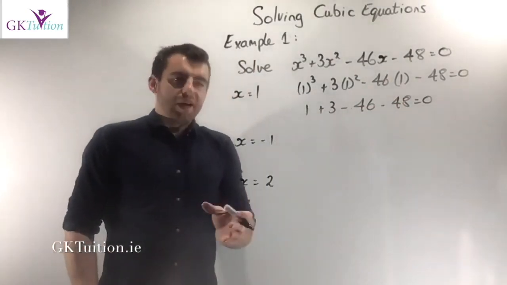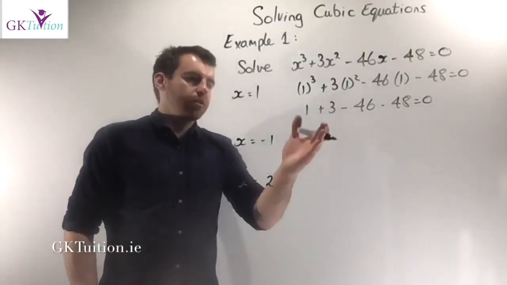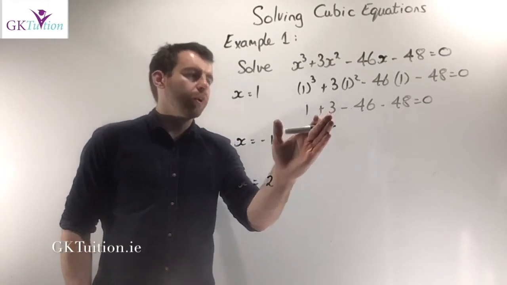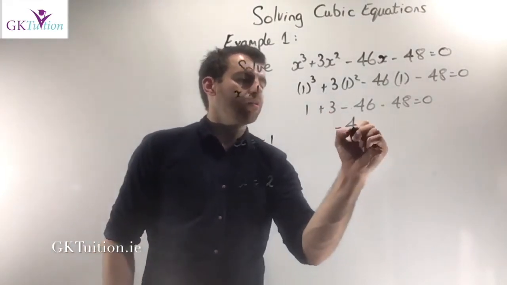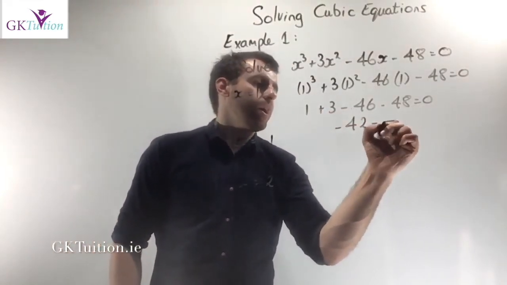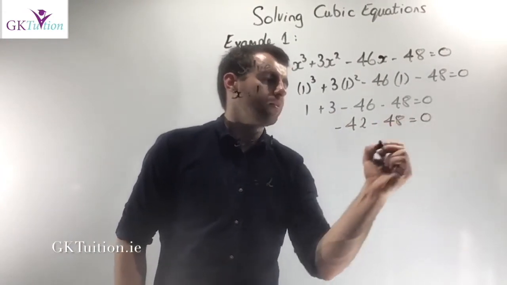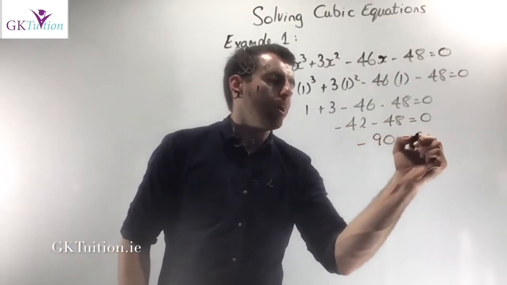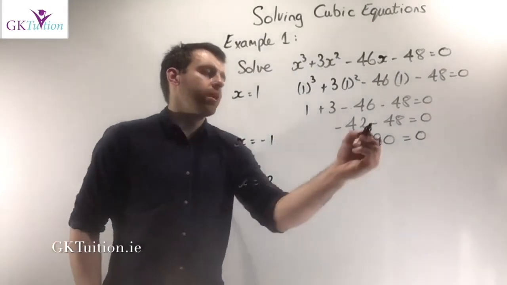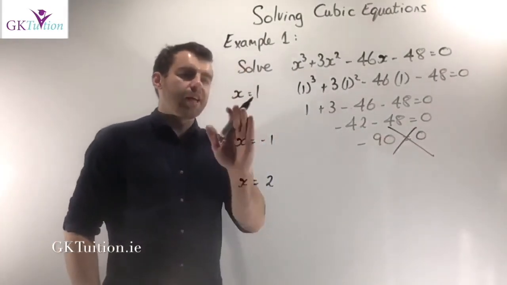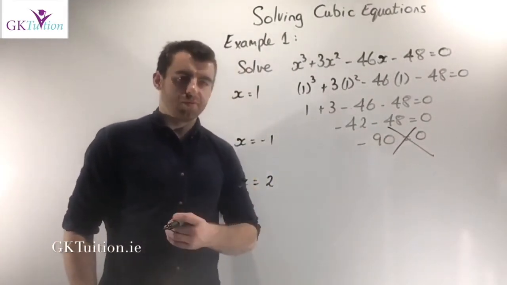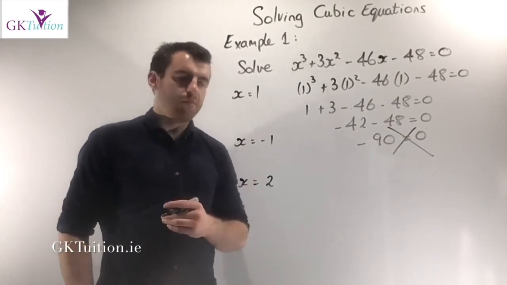You can probably tell already that this one is simply not going to work out. Here I have 1 plus 3, which is 4, minus 46, so those 3 add up to minus 42, and this is a minus 48 equals 0. So ultimately there I end up with minus 90 equals 0. So that one is no good to me. That tells me that x equals 1 is not a root. So then we're going to move on and try minus 1.